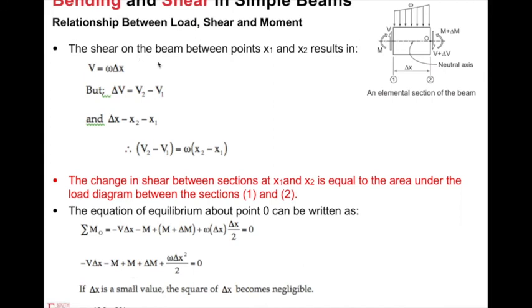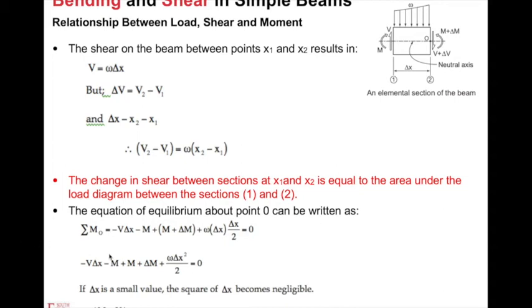And the shear on the beam between the points x1 and x2 results in delta V equal to omega times delta X. And then we put V2 minus V1 equal to omega times the difference between x2 and x1. So this equation tells us one observation for the V diagram: the change in the shear diagram between the sections at x1 and x2 is equal to the area under the load diagram between sections 1 and 2.